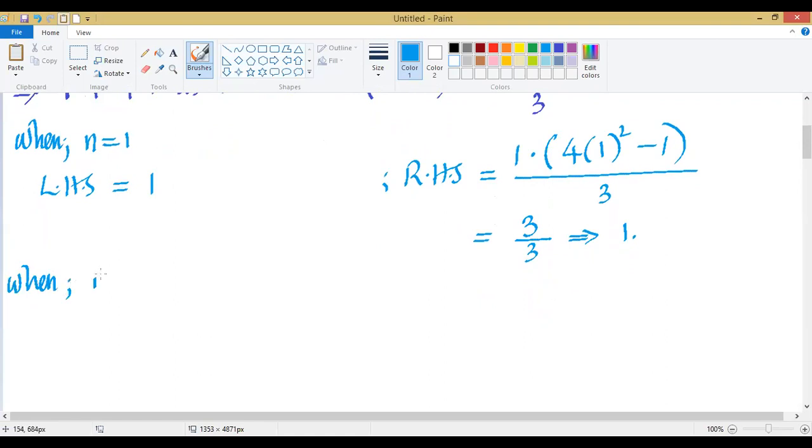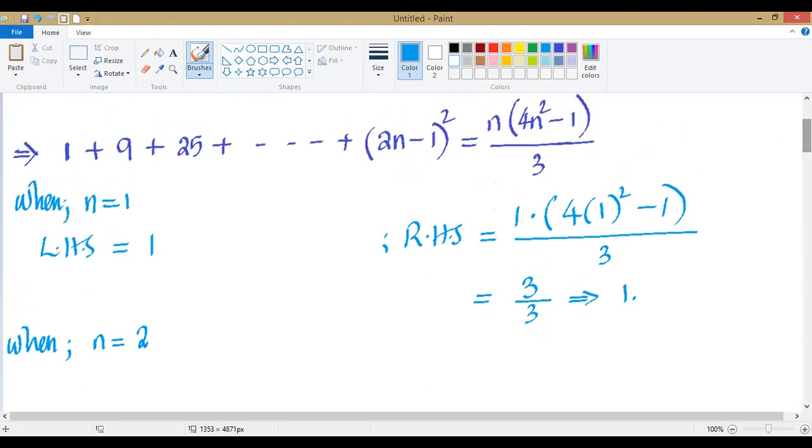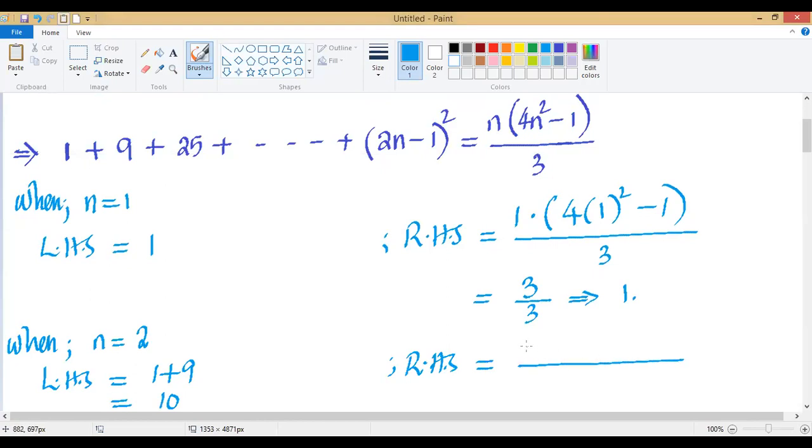What about when n is equal to 2? When n is equal to 2, that communicates that we take the first two terms of the series on the left-hand side. So on the left-hand side, I will take the sum up to the second term, that's 1 plus 9, which is 10. However, on the right-hand side, I will have n as 2, that will be 2 into, in brackets here, 4 into 2 squared minus 1 out of 3.